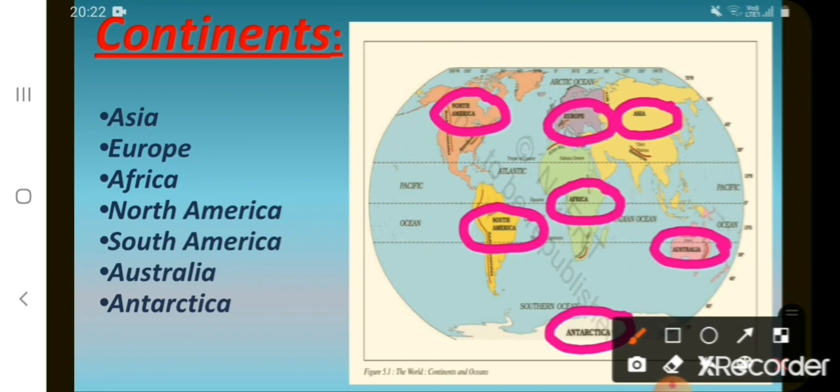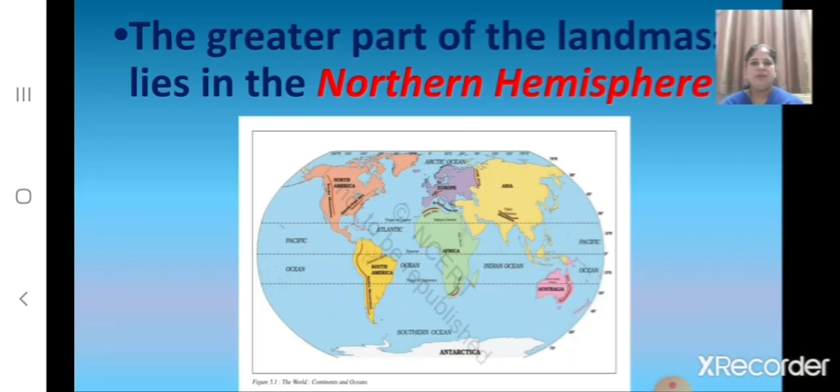So children, now you can easily locate the 7 major continents on the world map. And children, do you know that the Northern Hemisphere is also called the land hemisphere? Why? Because the greater part of the landmass lies in the Northern Hemisphere. So the Northern Hemisphere is also called the land hemisphere.